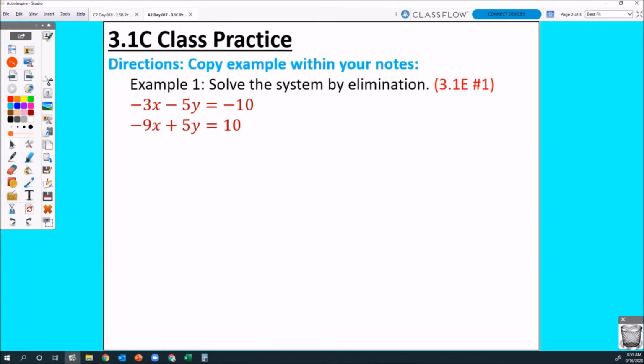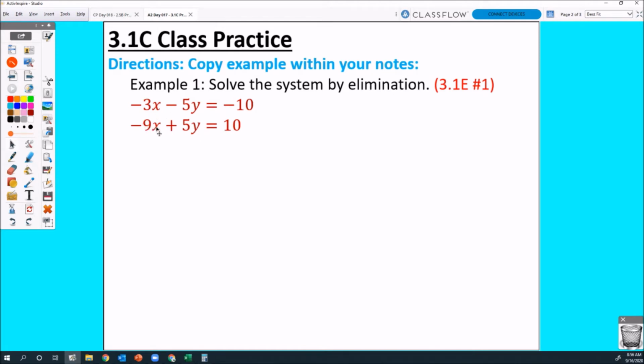Now to clarify, you're not always going to have the question say solve the system by elimination. The only way you can tell that you're going to be doing elimination is when you examine the two equations within the system. In the first equation, notice how we have the x and the y on the left side of the equal sign. And looking at the second equation, again, notice the x and the y are on the left side of the equal sign.